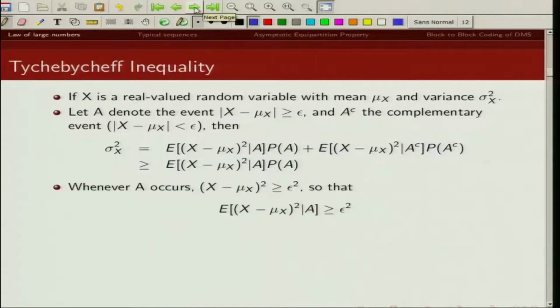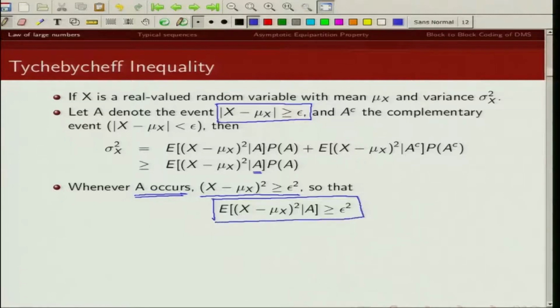Okay. Now let's look at what happens when event A occurs. What is event A? Event A is this condition: the absolute value of x minus mu x is greater than epsilon. So when event A occurs, (x minus mu x) whole square should be greater than or equal to epsilon square. So we can write the expected value of (x minus mu x) square, given event A has happened, is greater than or equal to epsilon square.